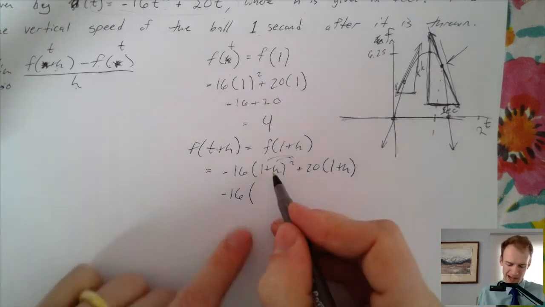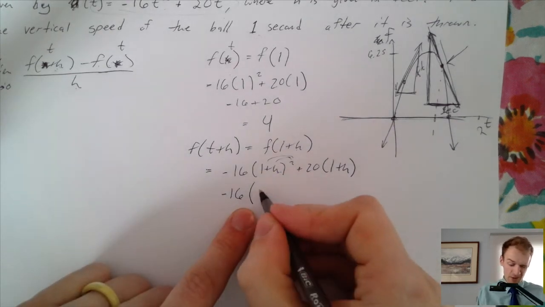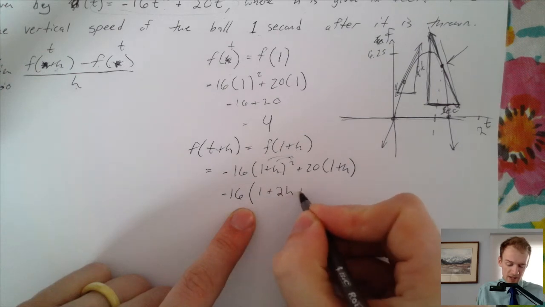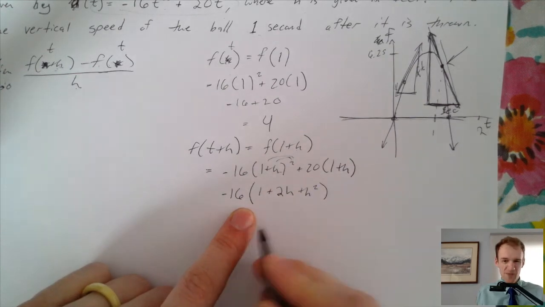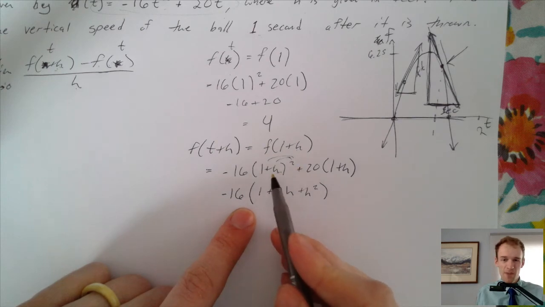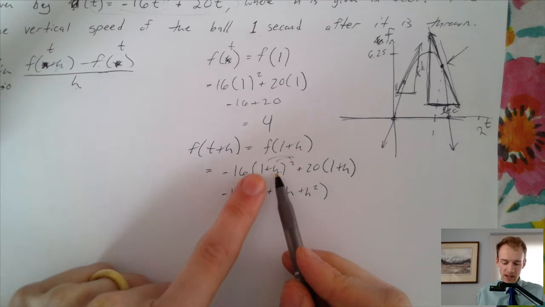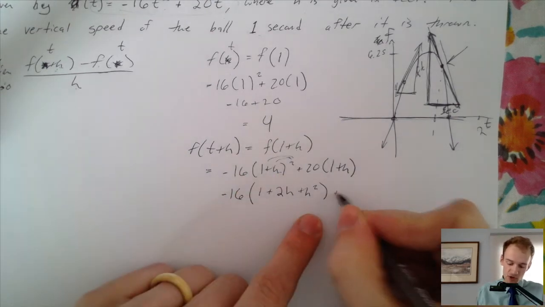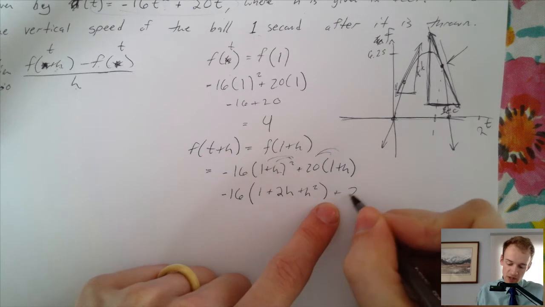We've got to FOIL that, and I'm going to do that quickly here. 1 squared plus 2h plus h squared. If you don't remember, that's just the square of a sum. Square the first one, square the second one, and then add 2 times the product of the two. Plus, and I'll distribute the 20 here, 20 plus 20h.